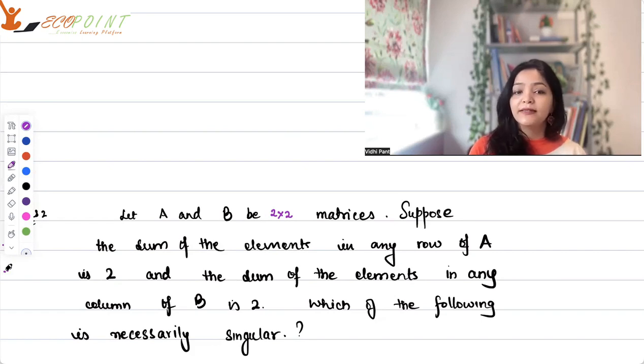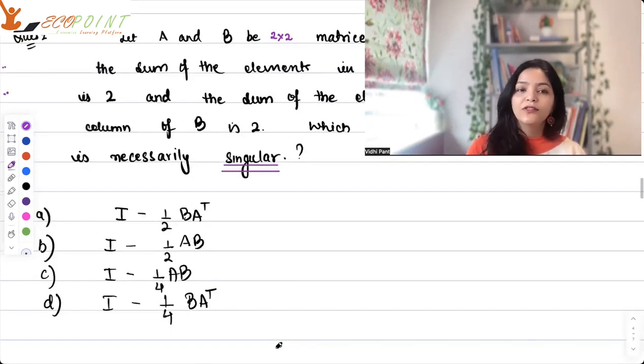Which of the following is necessarily singular? So I minus half BA transpose. Is it I minus half AB? Is it I minus 1 by 4 AB? Is it I minus 1 by 4 BA transpose? So which one will be singular?